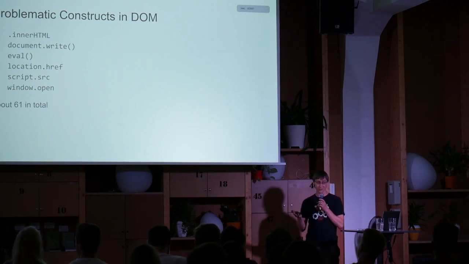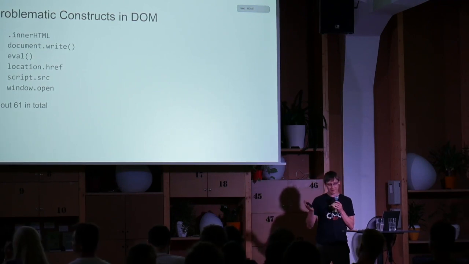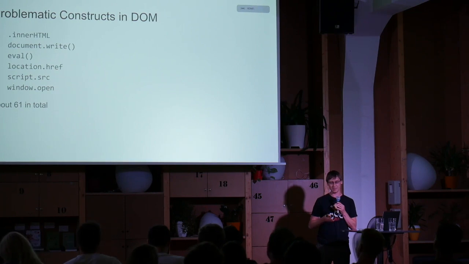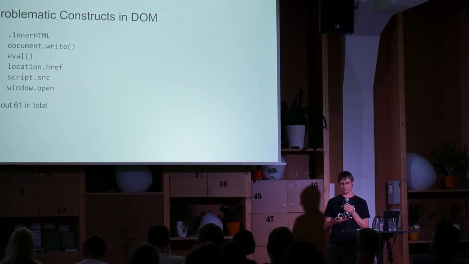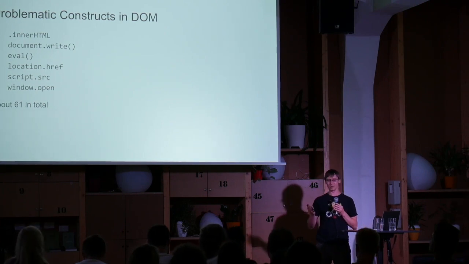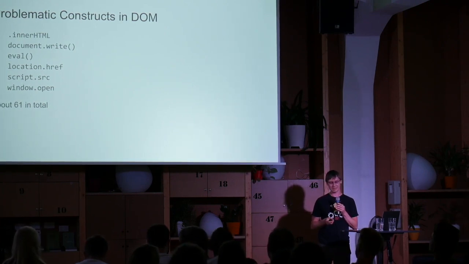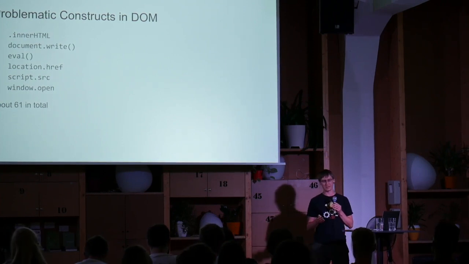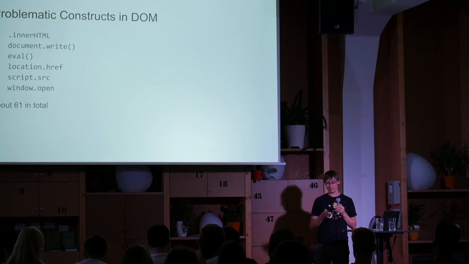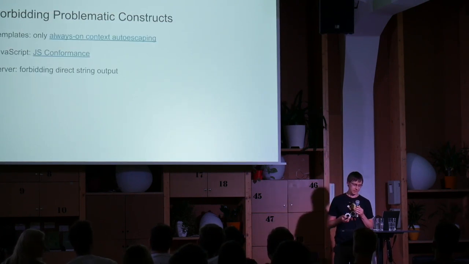Okay, so just in the DOM, in browsers, we identified 61 places where things can go wrong, right? And we try to teach developers, to tell them about all these places that are wrong, but it's just too easy to make a mistake. And even experienced people that know about XSS and everything still make mistakes, right? So this is not going to work.